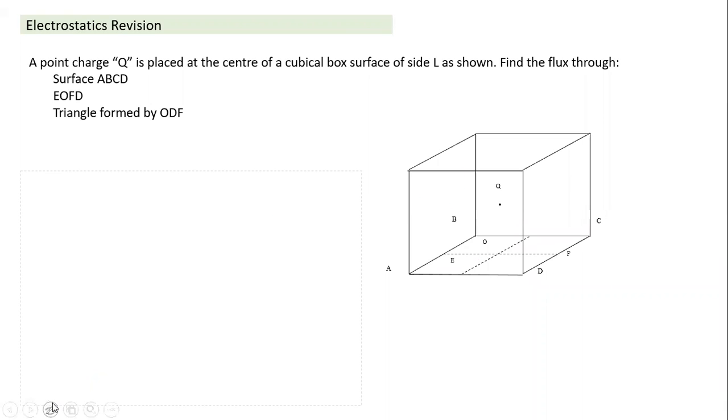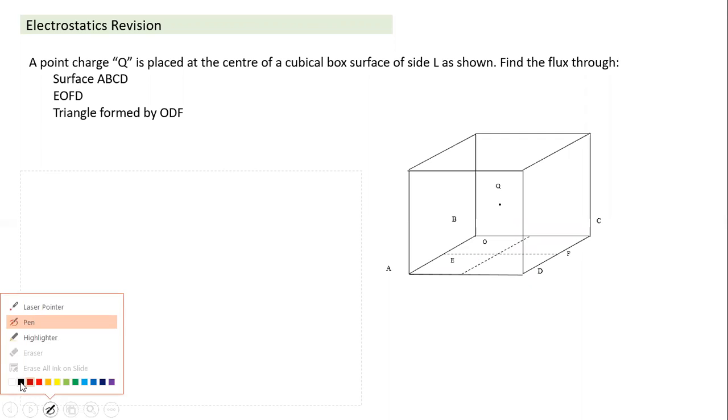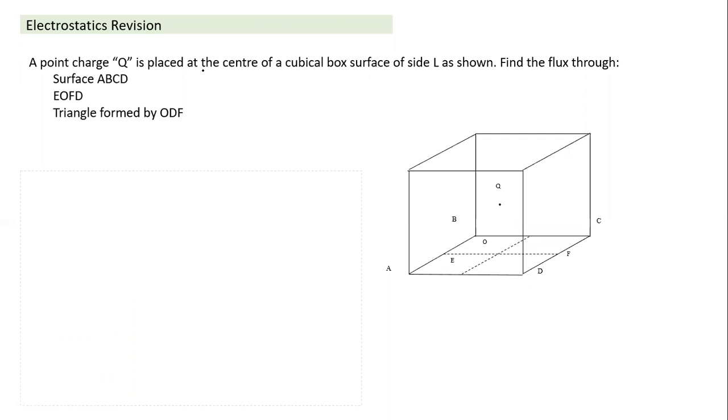And a variation of this question also is common. So let's understand Gauss law application. There is a charge Q placed at the center of a cubical box of side L. So there's a cube of side L, and the charge is right at the center. We have to visualize this in 3 dimensions.